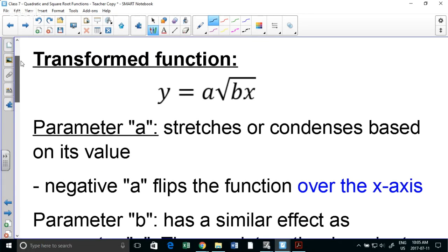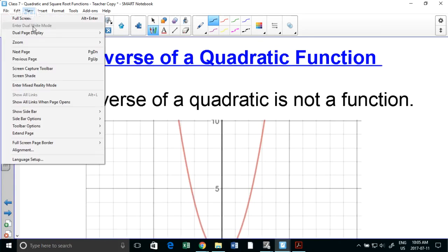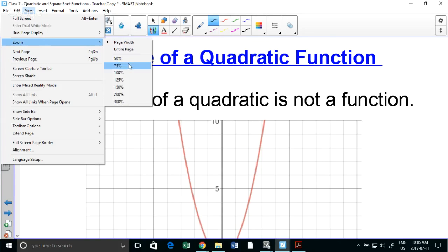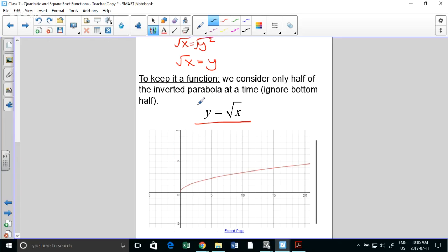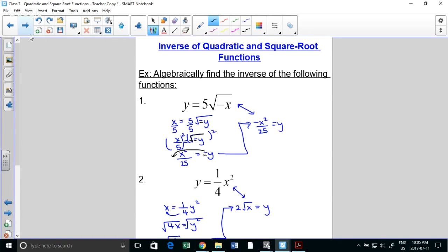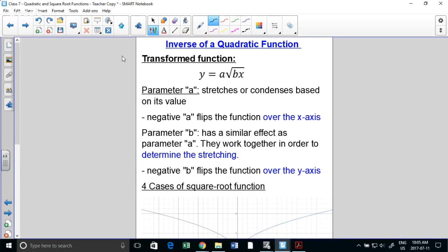So we had this basic one, where this is what it looked like. So we have y equals the square root of x. Notice that it only starts here. There's nothing on this side, and then it just goes on forever. But just like we had the basic quadratic function and basic exponential function, we have the basic and the transformed.